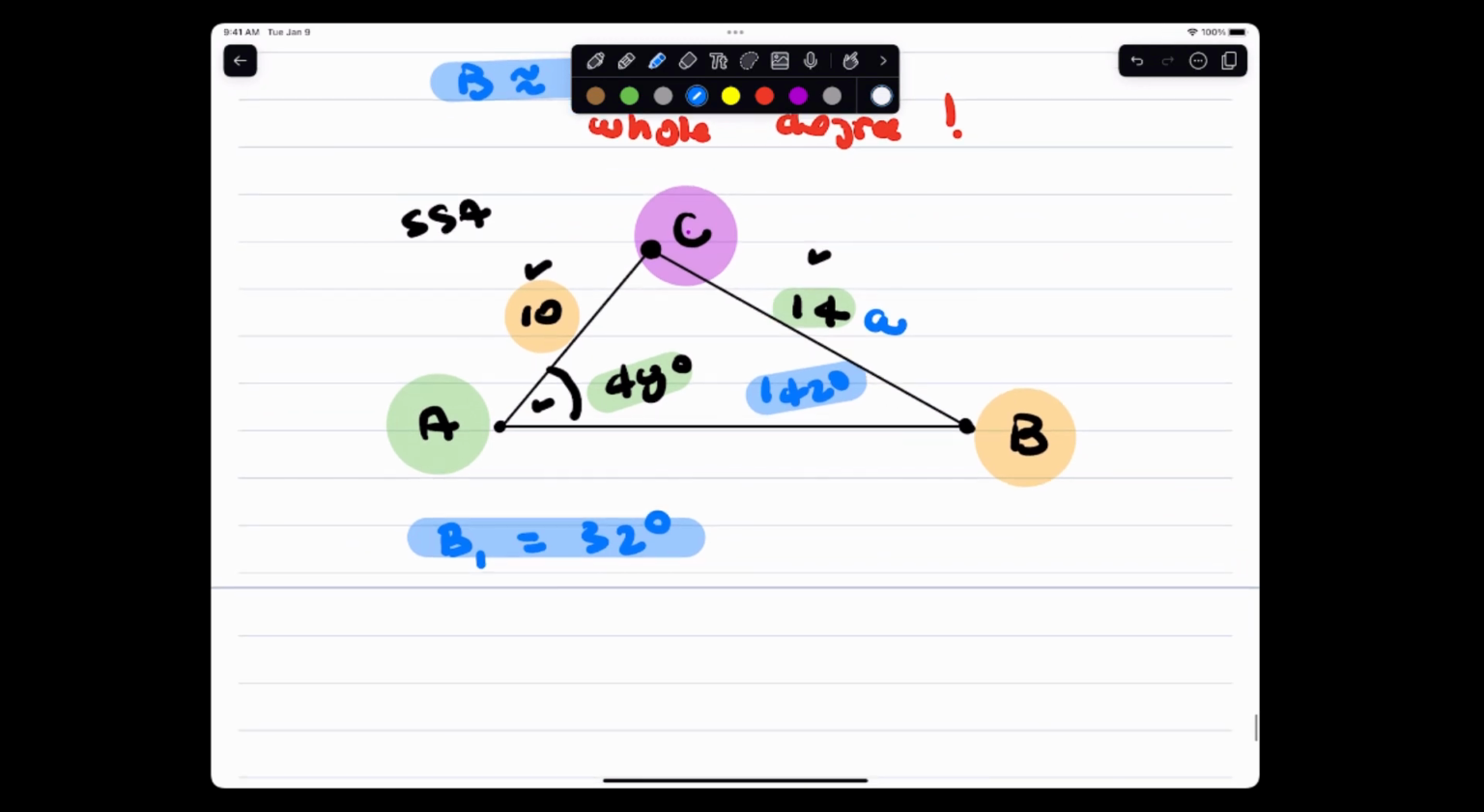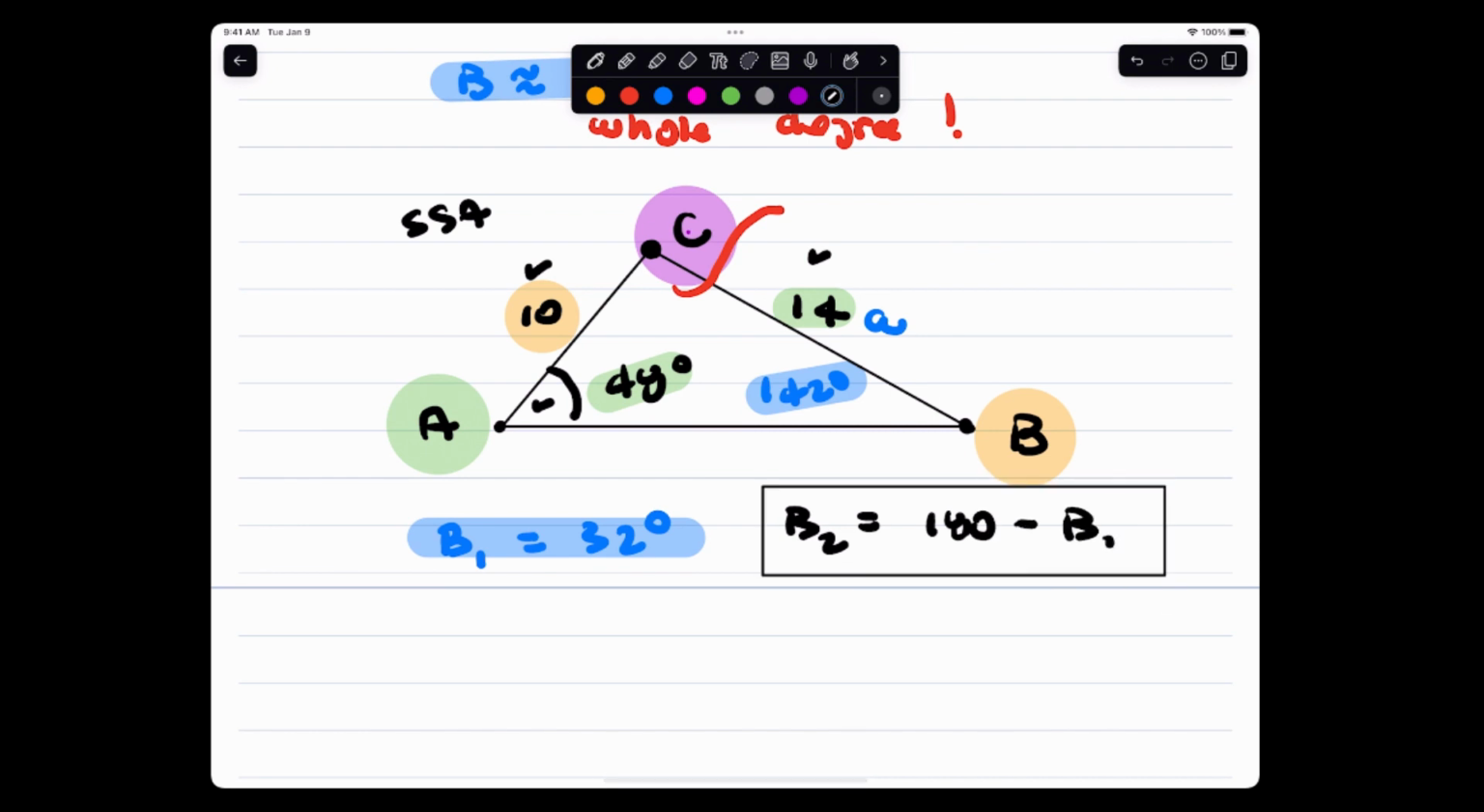So once you have two angles, aren't you guys happy? You say, I'm happy because I'm trying to solve the triangle. How can I get this angle? Do you guys know what you do to get C? So if B1 is 32, let me give you guys a fact here now. B2 is 180 minus what? B1. Always. It's the supplement.